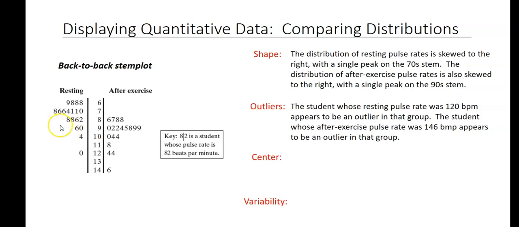The center: let's count this out. If you look at the after exercise, 1, 2, 3, 4, 5, 6, 7, 8, 9, 10, 12, 13, 14, 15, 16, 17, 18, 19. There are 19 pulse rates that were taken after exercise. So 19 means the 10th term is in the middle. If I count from smallest to biggest, 86, 87, 88, 88, 90, 92, 92, 94, 95, 98. So that 10th term, 98, is the median pulse rate after exercise.